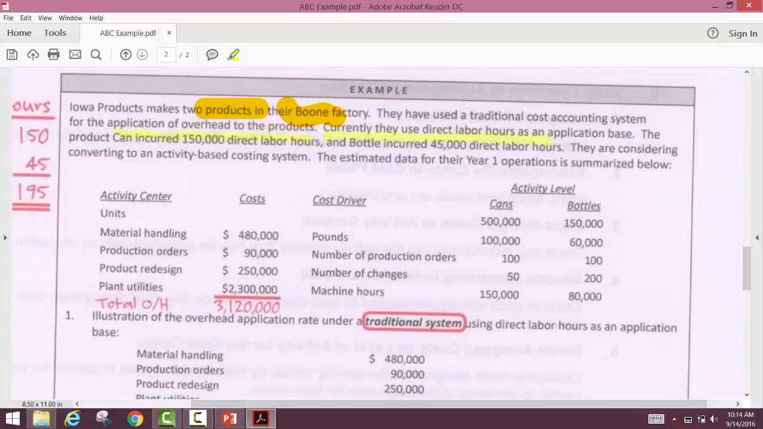So we have this Iowa production company that makes two products. They have a traditional cost accounting system for the application of overhead rates to the products. Currently, they use direct labor hours as an application base. The product cans incurred 150,000 direct labor hours, and the product bottles 45,000 direct labor hours. And they are converting to an activity-based costing system. The estimated cost data for their year one operation is summarized below.